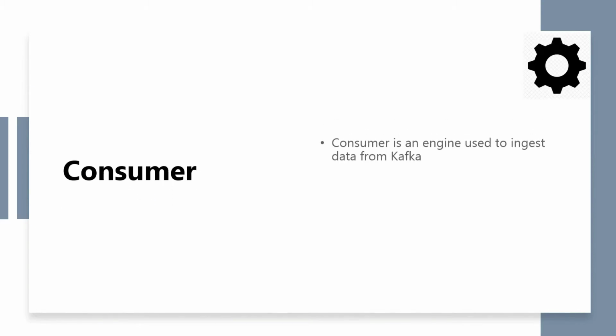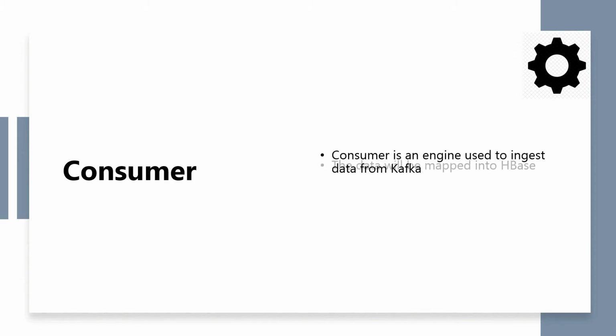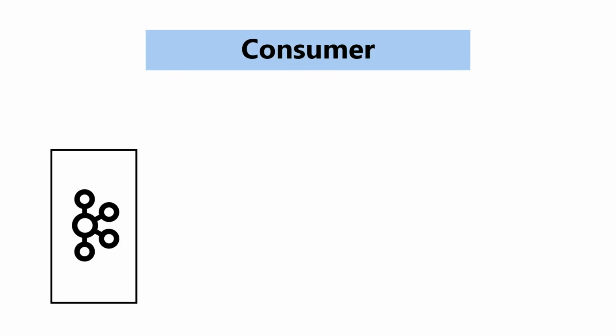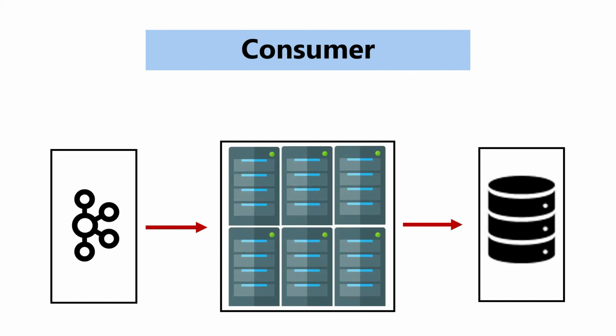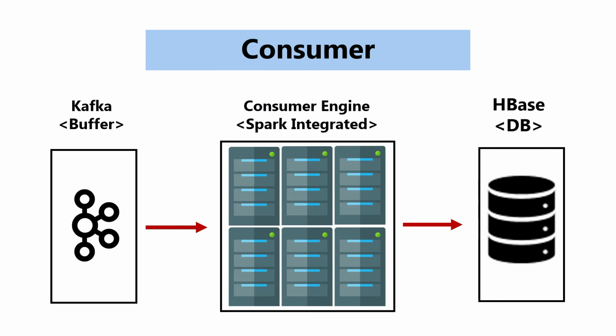Consumer engine is used to send data from Kafka into HBase. It will map the data from JSON into columnar table at HBase. This is the illustration for consumer. Consumer engine will use Spark to map data from Kafka into HBase.